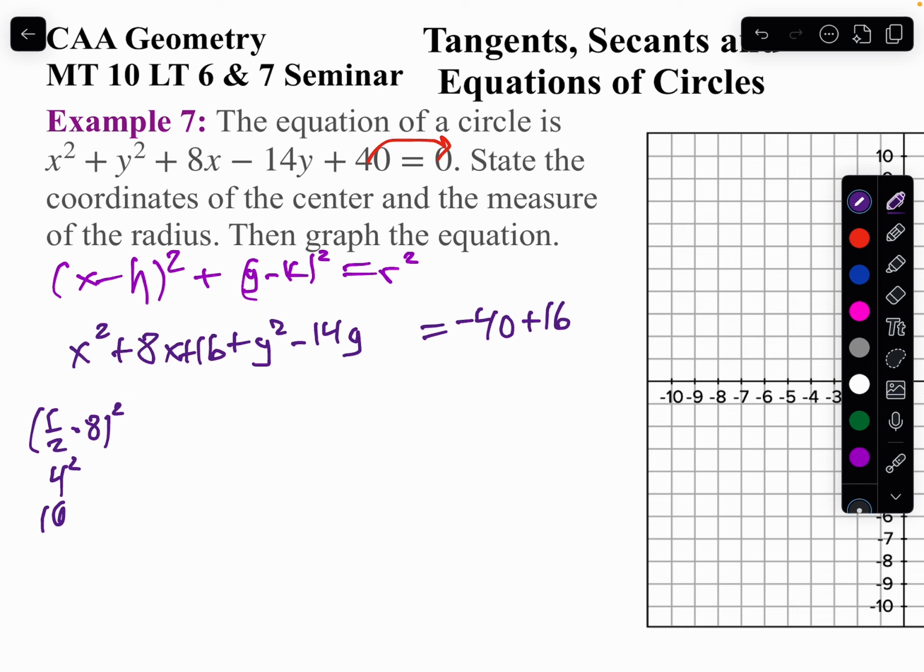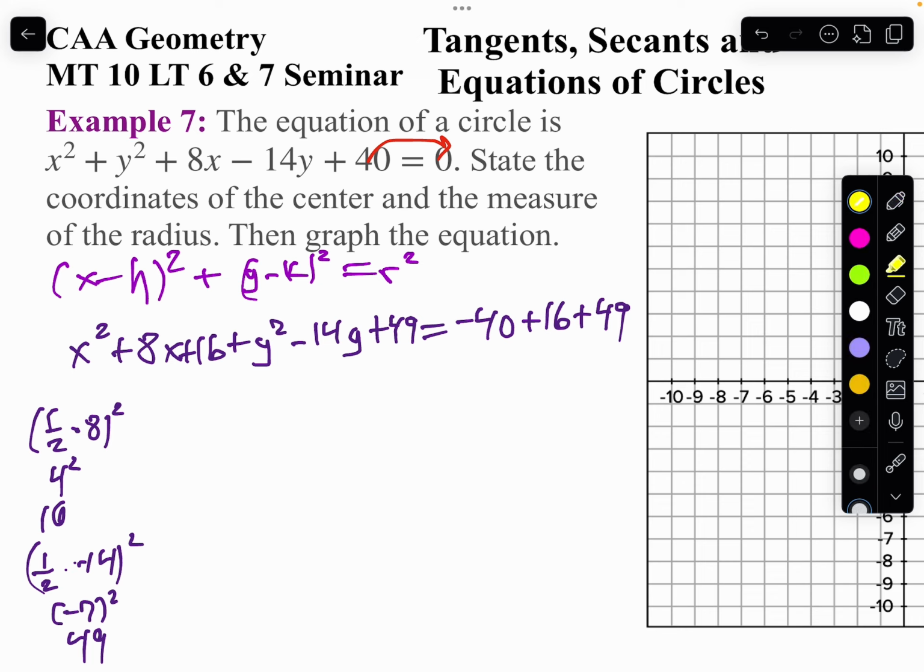Now, we're going to do the same thing with the y. So I'm going to take half of negative 14, and I'm going to square that. Half of negative 14 is negative 7. Squared is 49. So I'm going to add 49 to both sides. Now that I've got a perfect square, I can factor that.